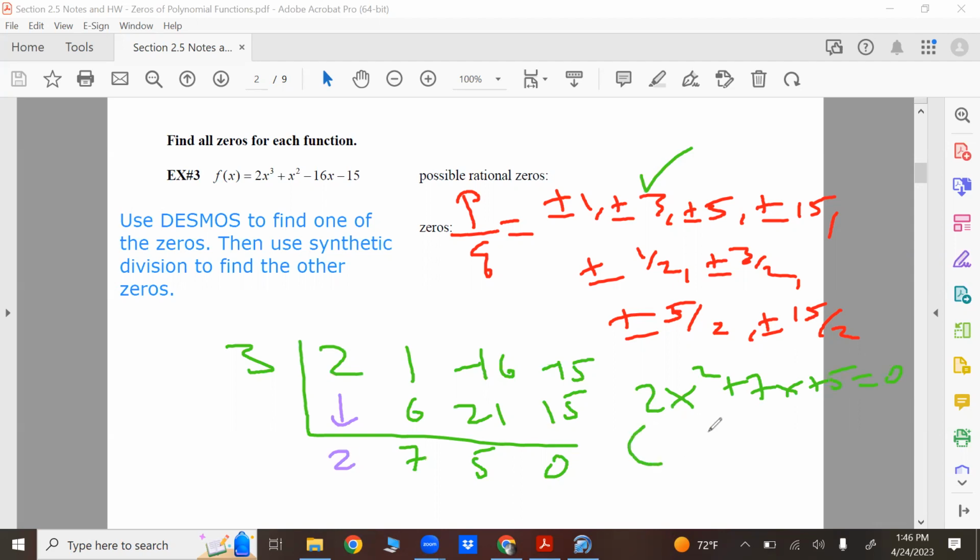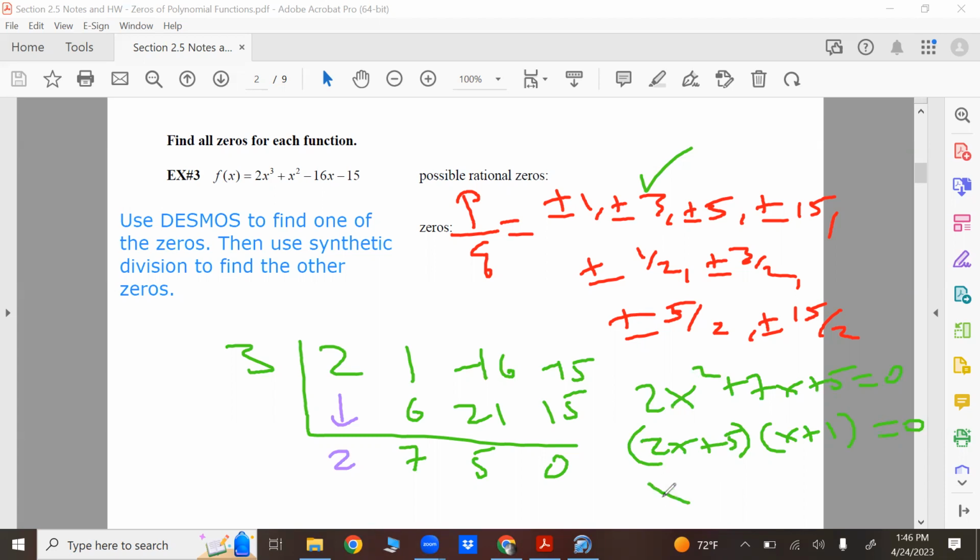This is factorable. I could factor it. I think it's 2x and x, plus 5 and plus 1. I think that makes sense. I mean, you could do the little diamond box method that you like, but trial and error could work too if you could see it. So yeah, I get that.